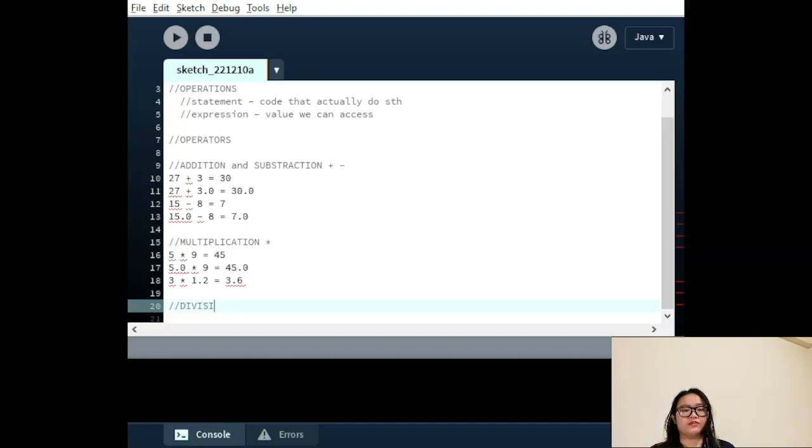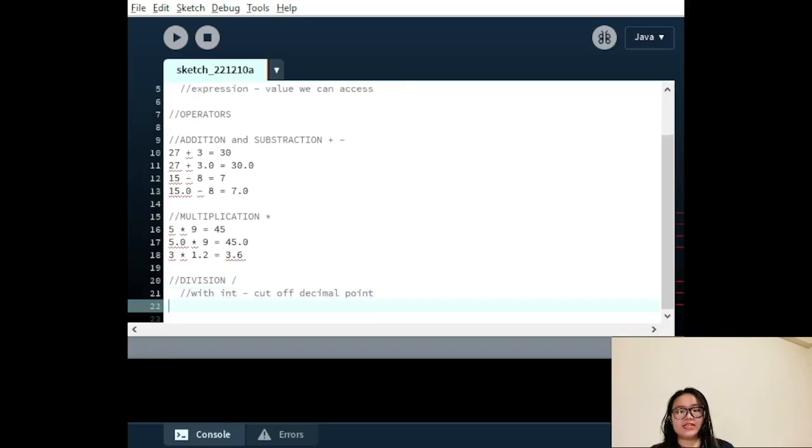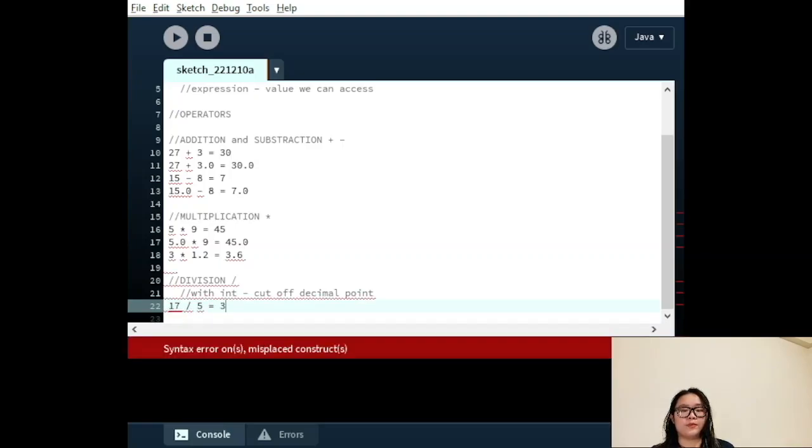Division. Division is where things start to vary, particularly with int. When we divide with ints, once again, we cut off the decimal point after the operation is completed. As a reminder, we don't round up or down, we cut or drop the decimal point. Here's an example. 17 divided by 5 is equal to 3. In a normal setting, the answer would be 3.4, but when we are using ints, we drop the 0.4 from the result and are just left with the whole int, which is 3 in this case.